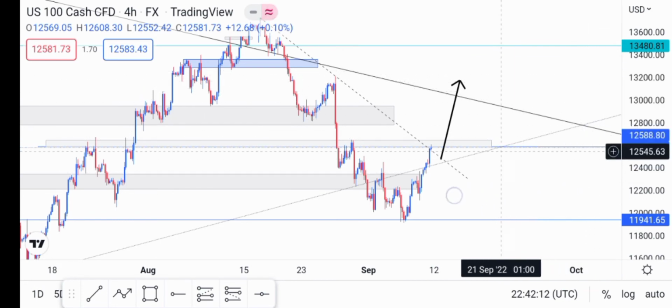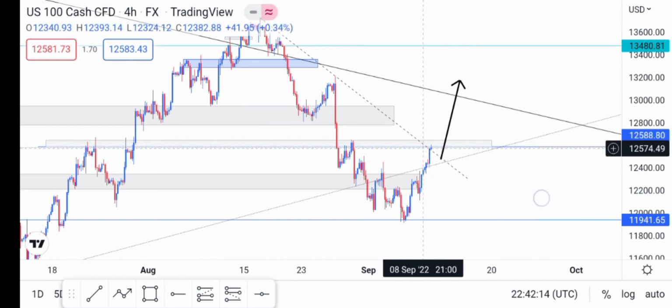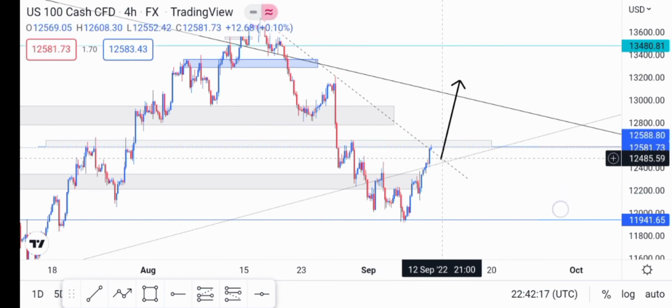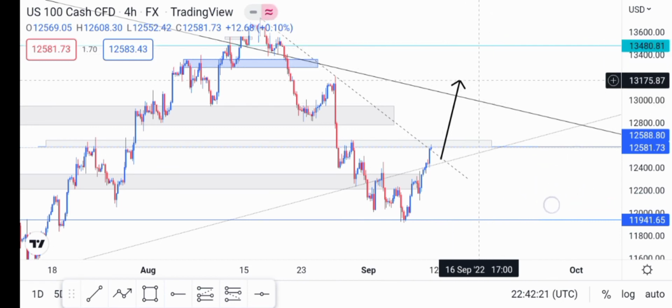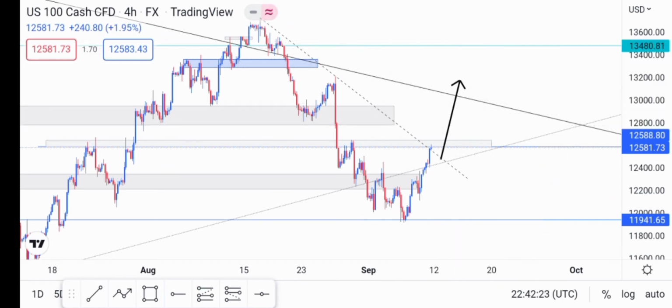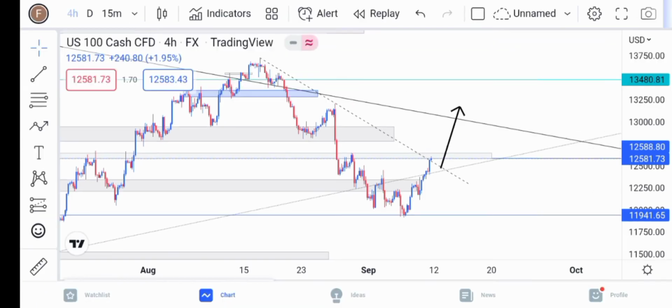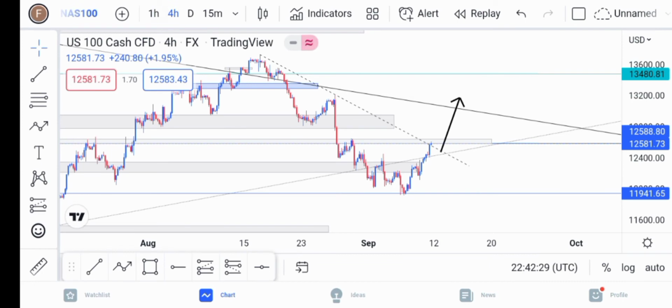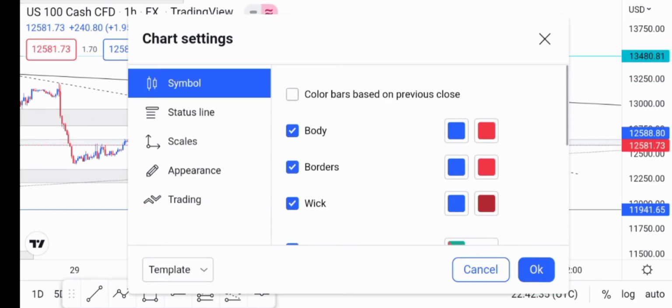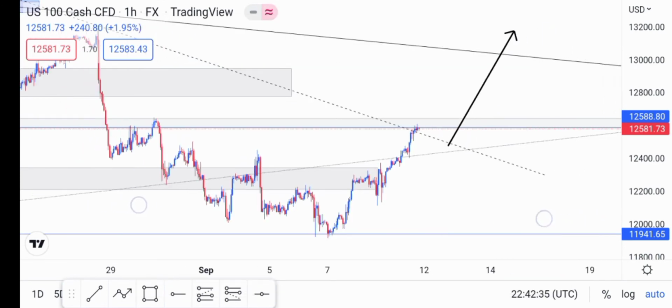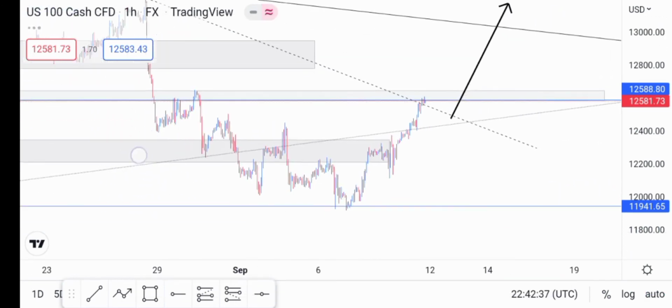So let's see how the market plays out. So if we see a retest right over here, we could safely say you're going for the buyers. So let us wait for a little bit before we move to the upper side. Let us move to the 1 hour time frame because I'm seeing a bit of some things right over here. Okay, yeah, now it's more clear.